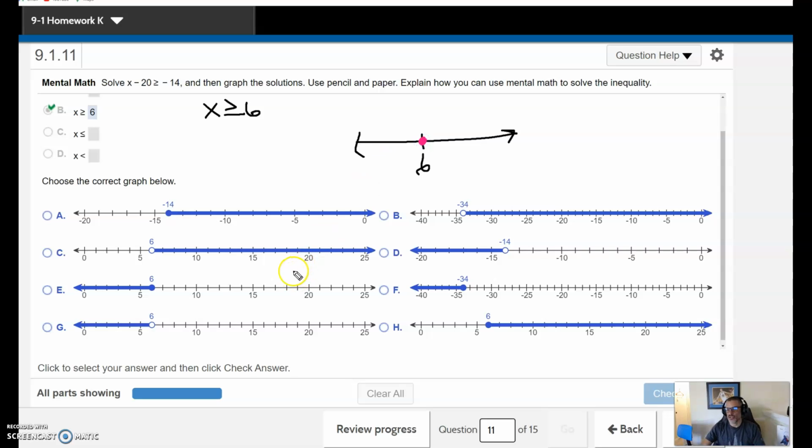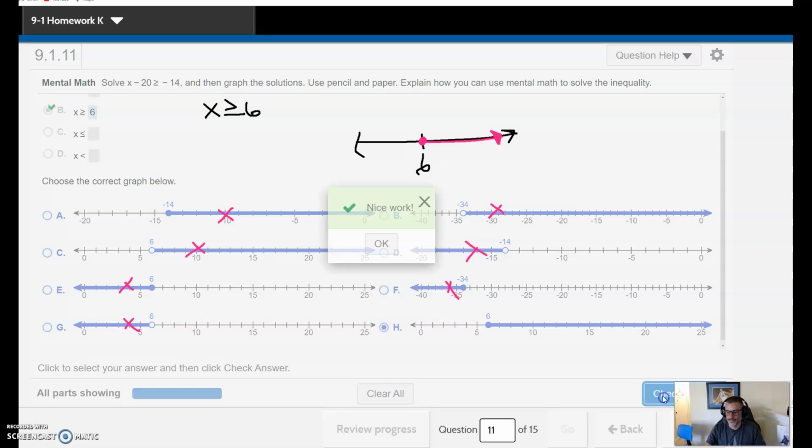And then do I want numbers that are bigger than 6 or smaller than 6? If I want smaller, my arrow goes to the left. If I want bigger, my arrow goes to the right. So I'm looking for a graph that looks like this. Nope, this one has an open circle. Nope, this one goes to the left. This one goes to the left. This one starts at 34. This one starts at negative 14. This one starts at negative 34. There it is. It's got a closed circle at 6, and it goes to the right. So there is my graph.